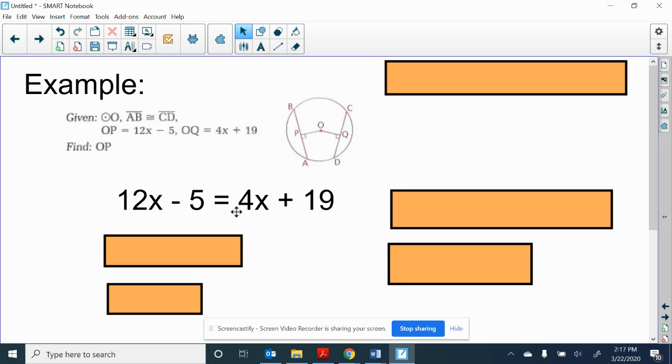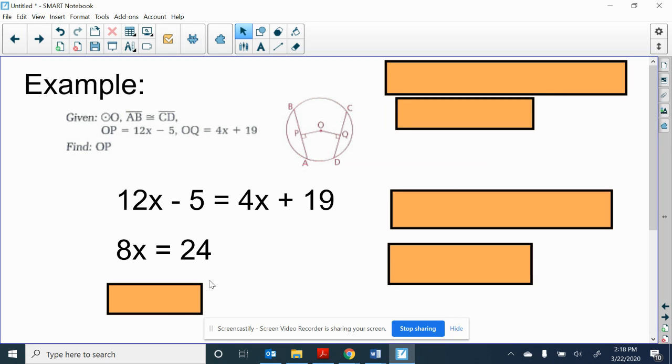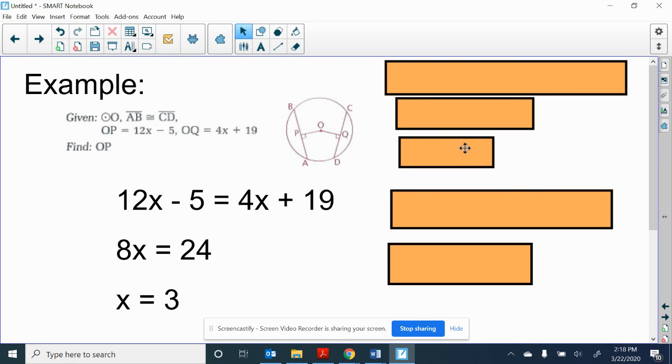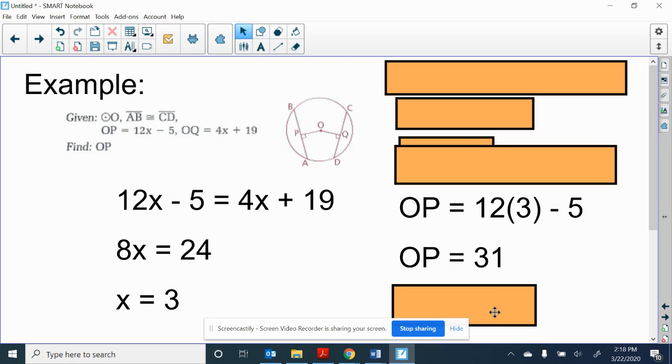So 12x minus 5 is equal to 4x plus 19. So now I'll begin solving for x. X is on one side, numbers on the other. So 8x is 24. And of course, that means that x is equal to 3. So if I know x is 3, let's plug in 3 for x up here. So OP is 12 times 3 minus 5, which is 31. So the length of OP is 31. Okay, that's a pretty simple example, but it's a perfect application of our theorem.